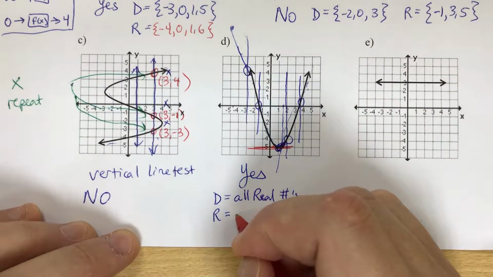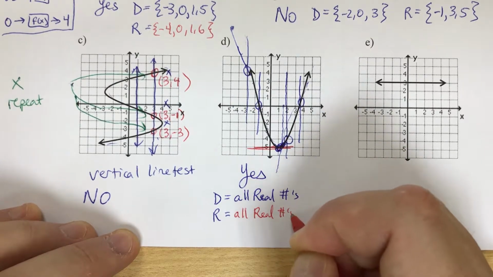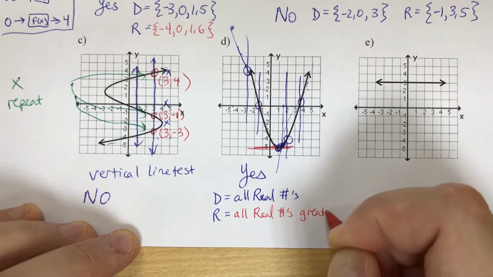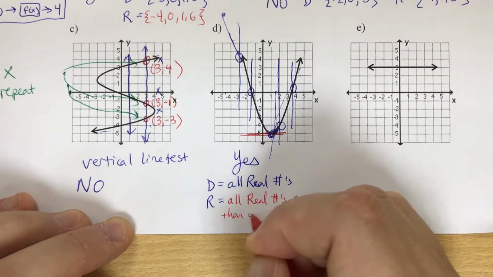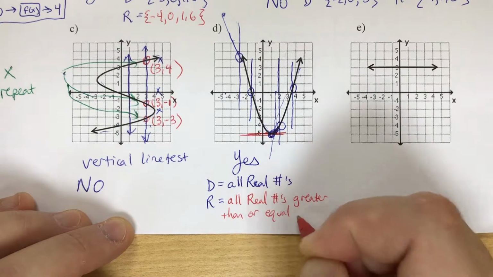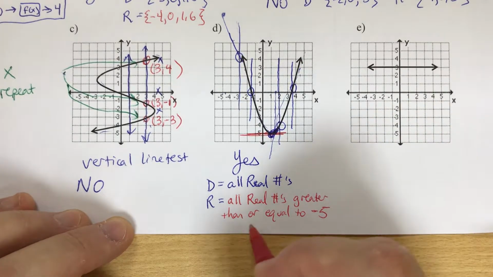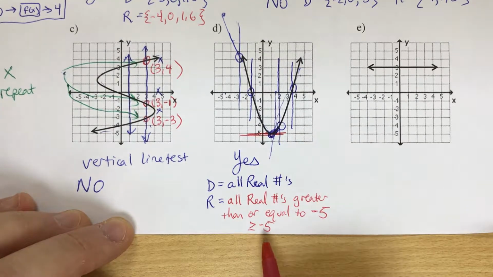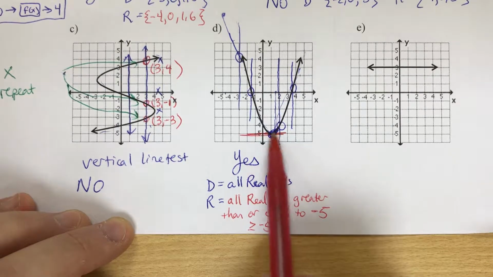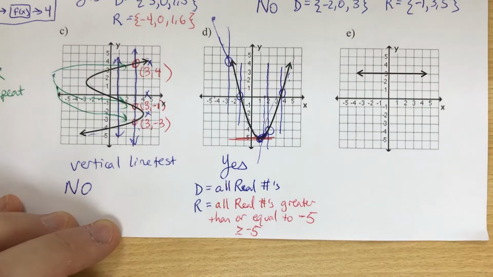So the way we'd write this is we would say it's all real numbers greater than or equal to -5. Now if you wanted to write greater than or equal to like that, that's a nice way to do it. All the reals greater than or equal to -5. So that's the low point. Everything above is going to be part of the range.